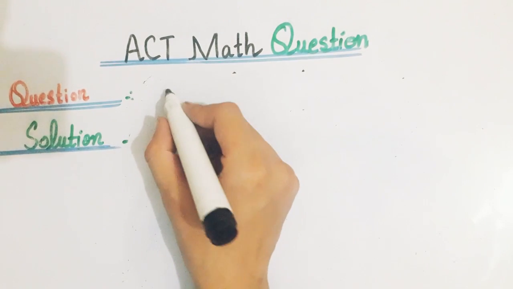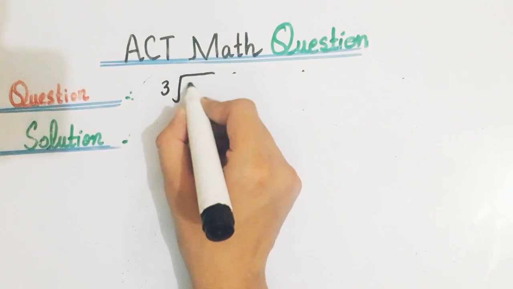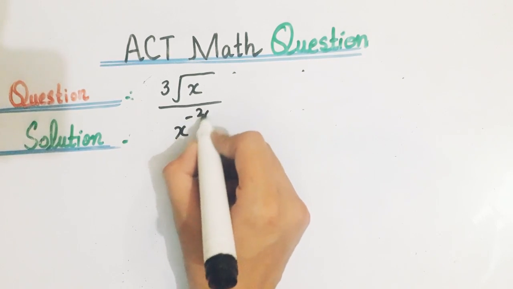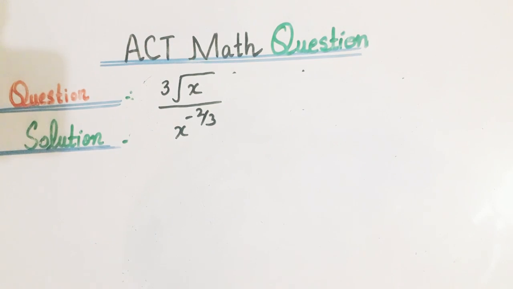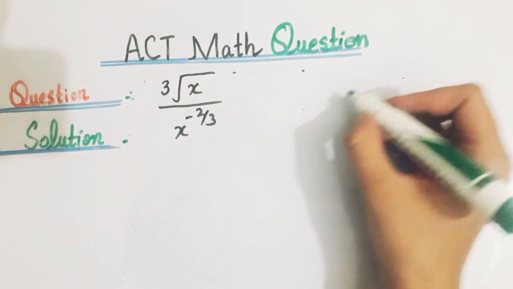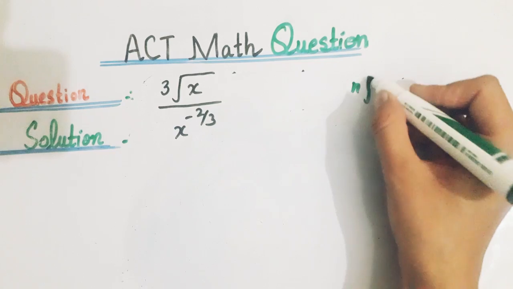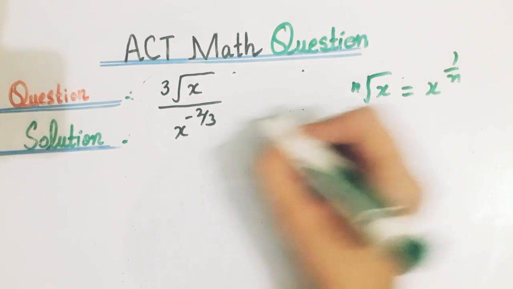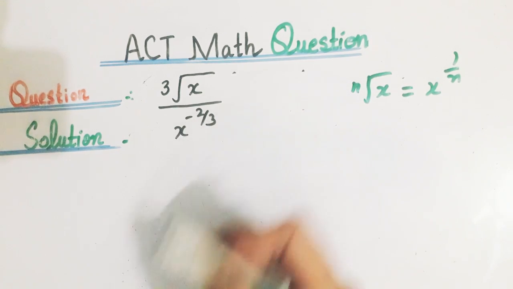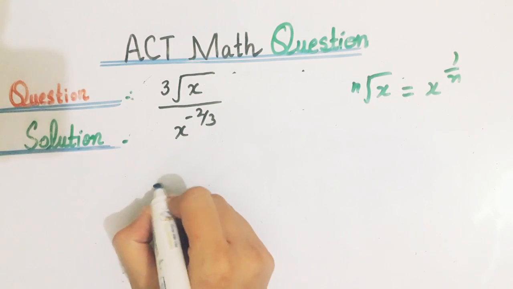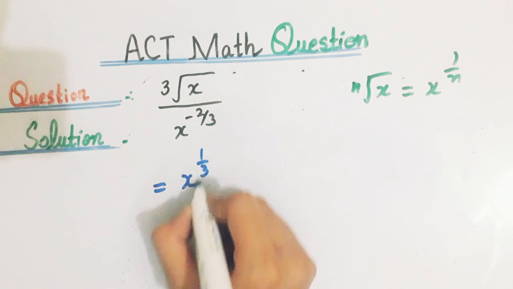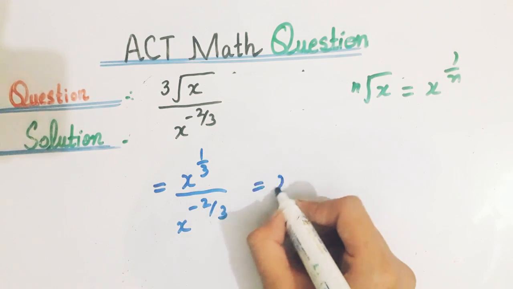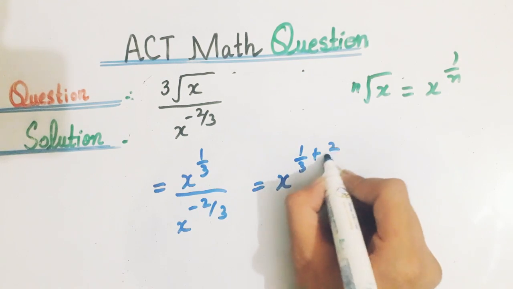So the next question is cube root of x raised to power minus 2 by 3. We will solve this and we know this identity as n-th root of x equals x raised to power 1 over n. So here we have n equal to 3. So we will write this expression as x raised to power 1 over 3 divided by x raised to power minus 2 over 3. So we will get x raised to 1 over 3 plus 2 over 3.